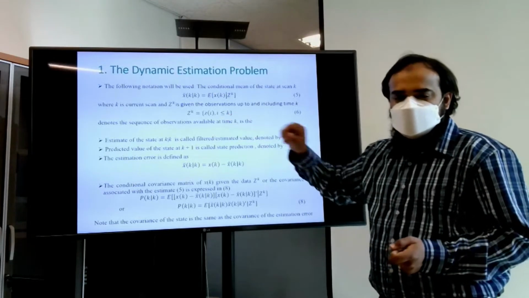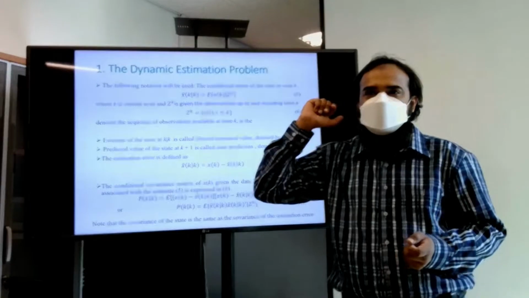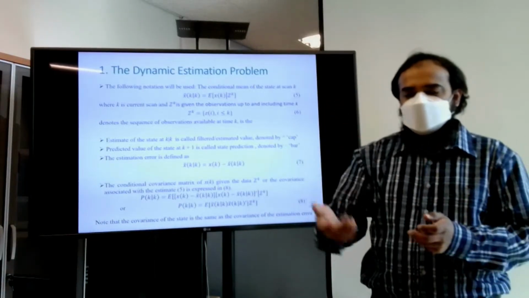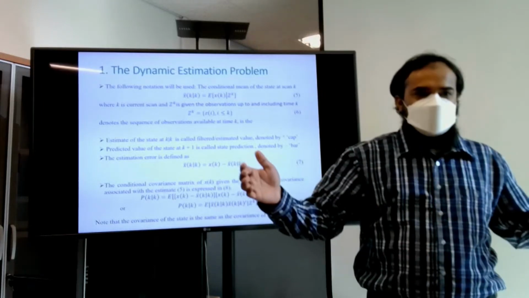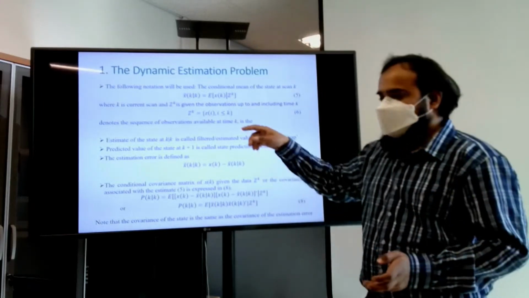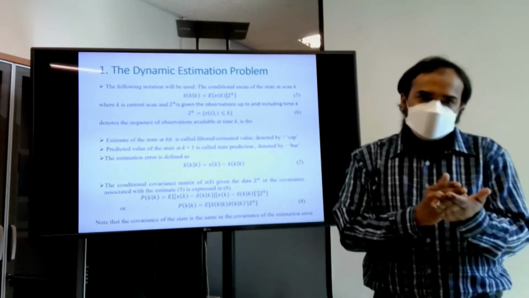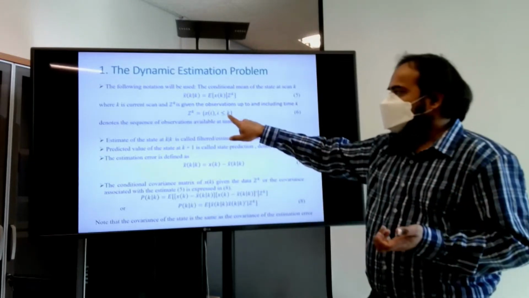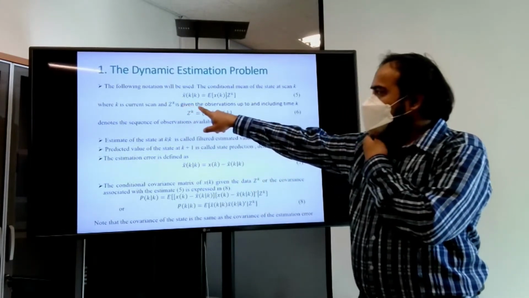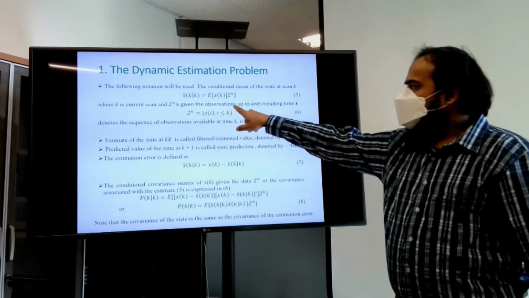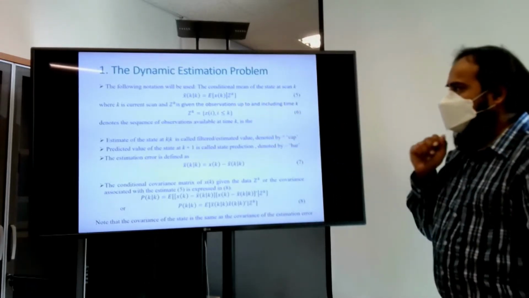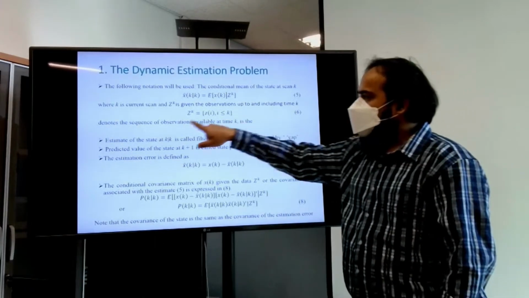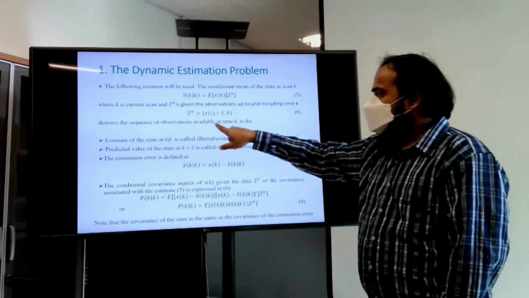It means when you start the algorithm, the sensor returns the measurements for all scans. It will not return just one scan. It will return all scans from the initial time up to time k. So Zk is the given observations up to and including time k, and k is the current scan. This denotes the sequence of observations available at time k.